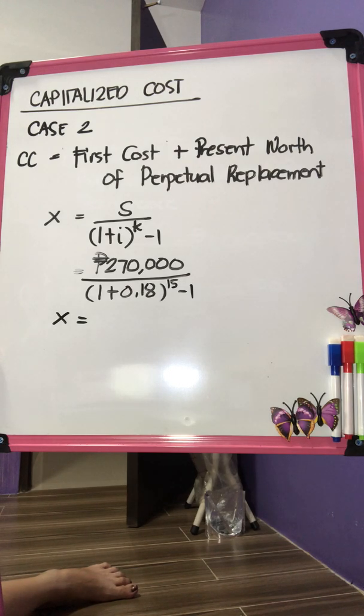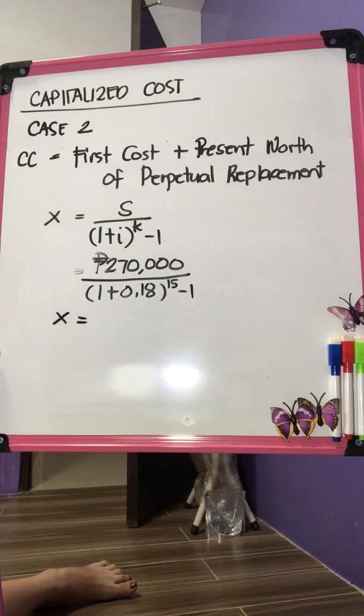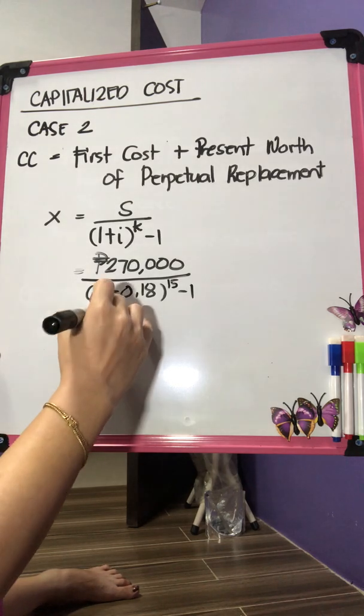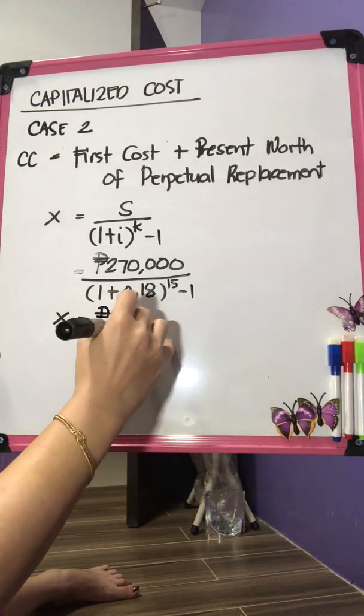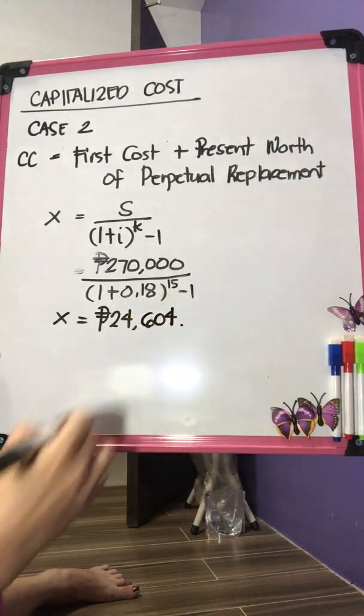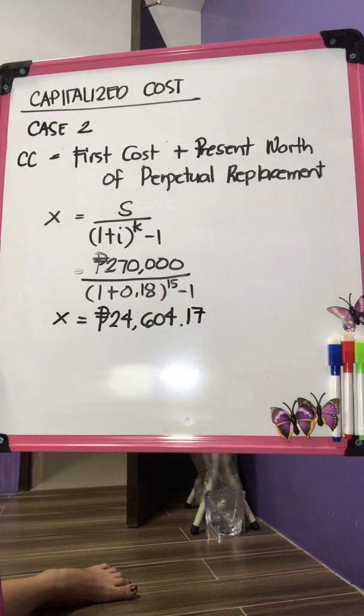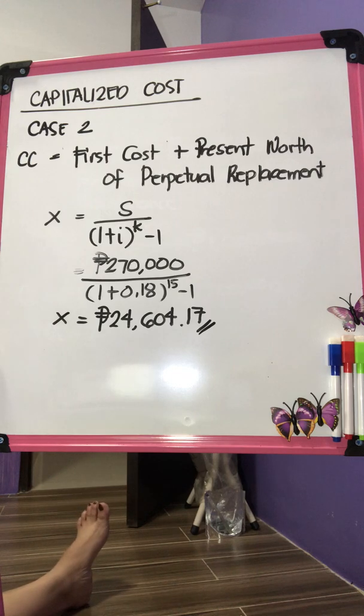Okay, so now, makukuha na natin yung ating present worth of perpetual replacement, or magkano daw yung kailangan natin para after 15 years, meron na kayong capital para ma-replace nyo yung machine. Okay? So, ang makukuha nating value ng X is equal to, okay, so 24,604 pesos and 17 centavos. Okay? So, yan yung ating present worth of perpetual replacement.